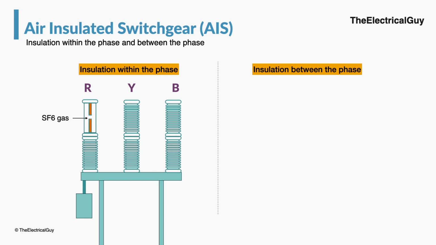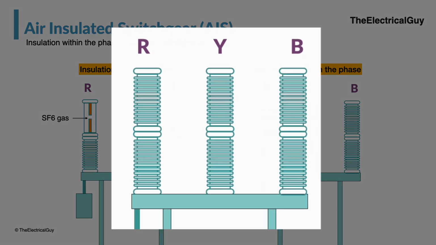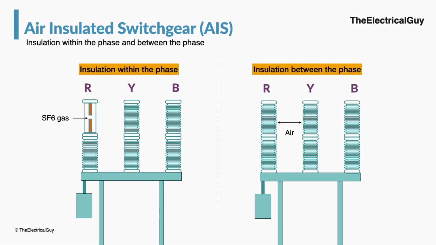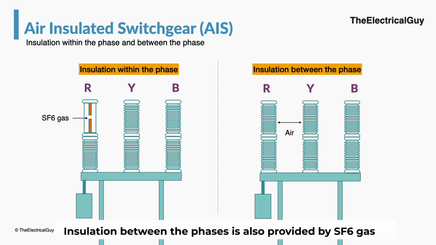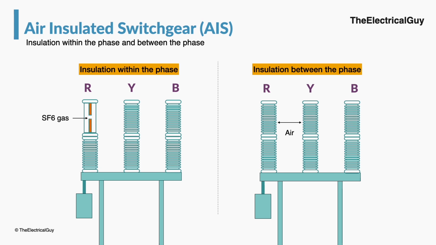And in all the types of high and extra high voltage switchgear, this is provided by some dielectric medium like SF6 gas. Insulation between R and Y phase or R and B phase or any other phases is called insulation between the phases. And in AIS technology, insulation between the phases is provided by air, and hence the name air insulated switchgear. On the other hand, in GIS technology, insulation between the phases is also provided by SF6 gas, and hence the name is gas insulated switchgear.